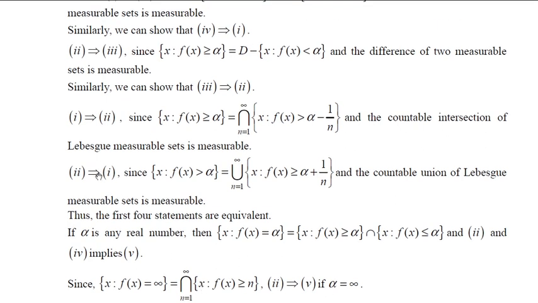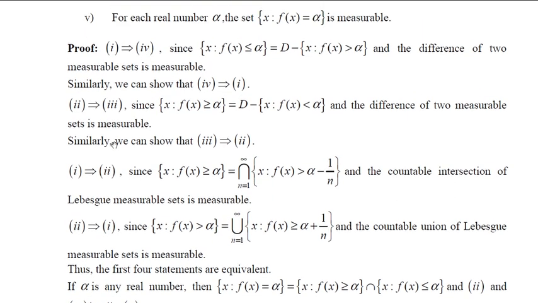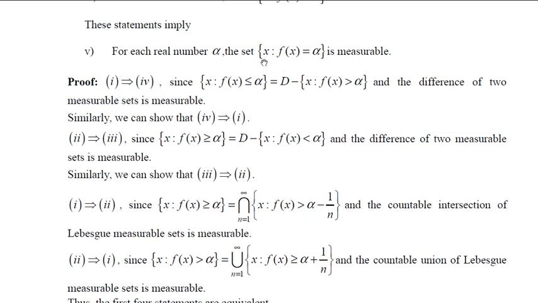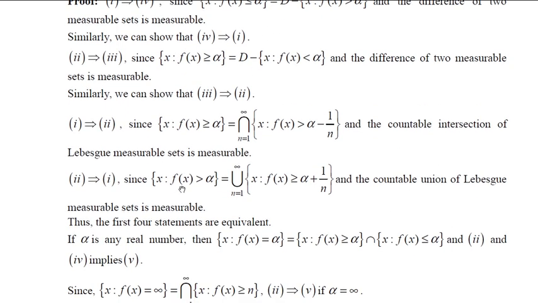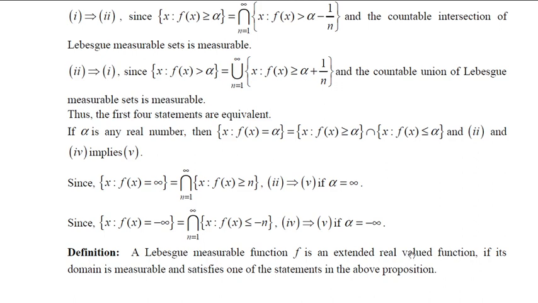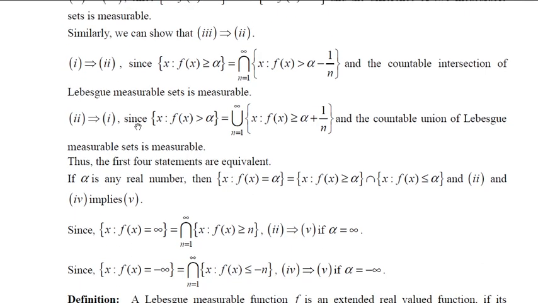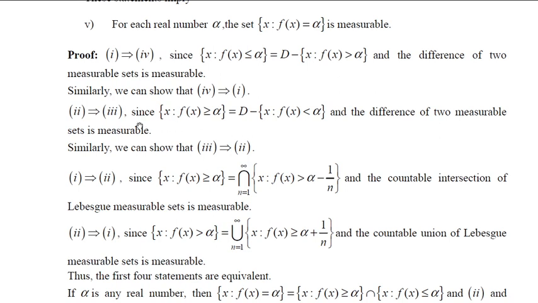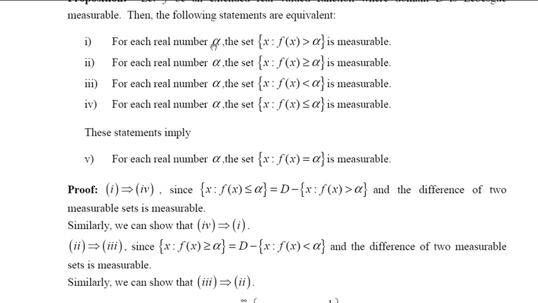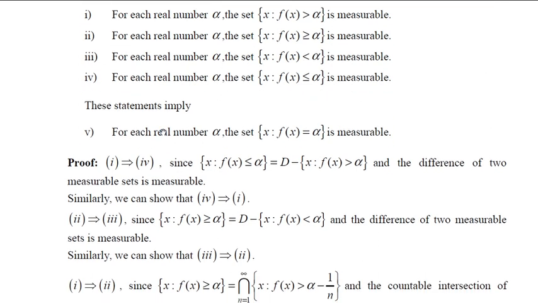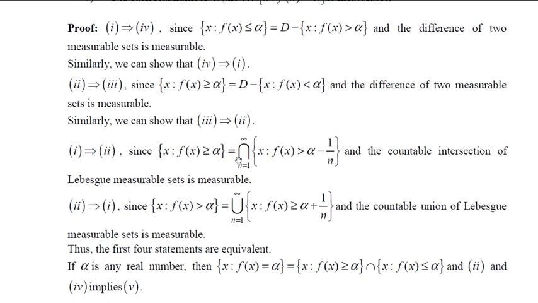So in general, we say that if alpha is any real number, then this set is Lebesgue measurable. So we say a function which is extended real valued is a Lebesgue measurable function if its domain is measurable and it satisfies one of the above four conditions. Usually we take, for each real number alpha, this set is Lebesgue measurable. We consider this one generally, but you can use any one of them.